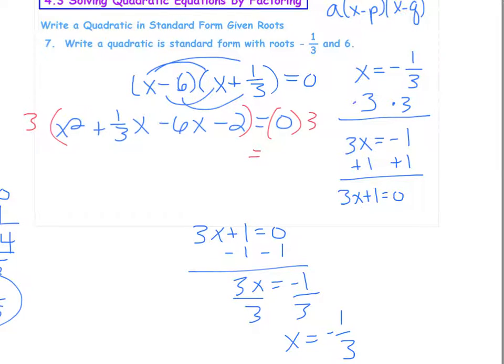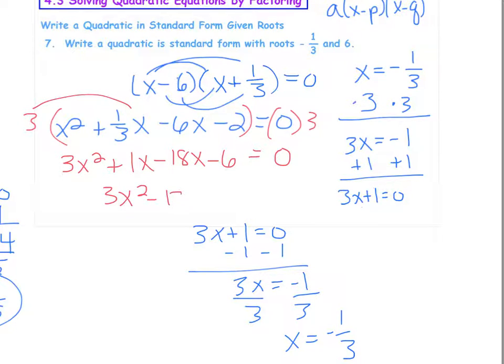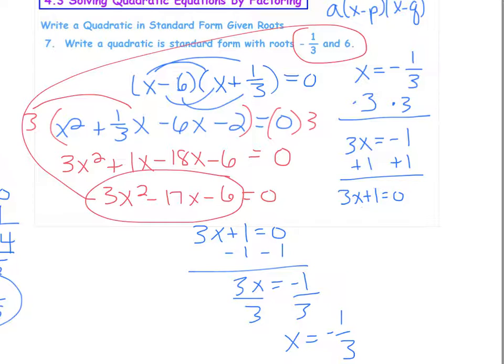So equal to 0, and distribute the 3, so you get 3x squared plus 1x, because 3 times 1/3 is 1, minus 18x minus 6. Now combine like terms, you get 3x squared minus 17x minus 6 is equal to 0. So this is the quadratic that has these two roots.